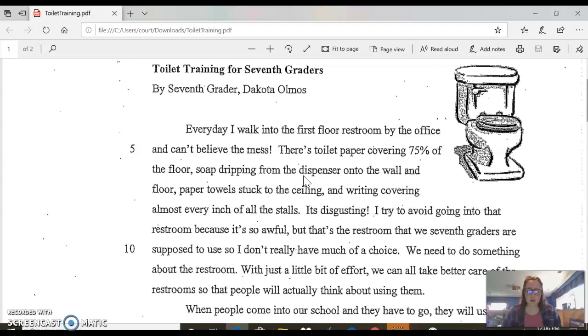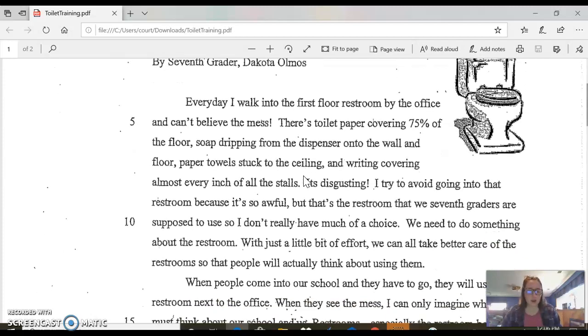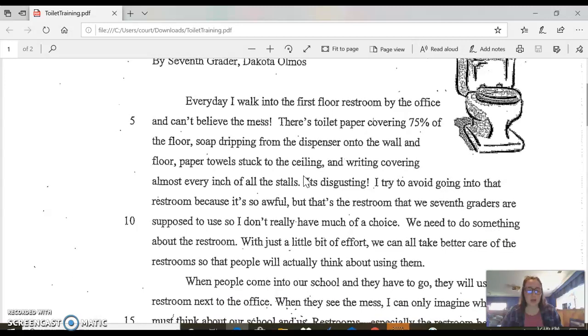We need to do something about the restroom. With just a little bit of effort, we can all take better care of the restrooms so that people will actually think about using them.